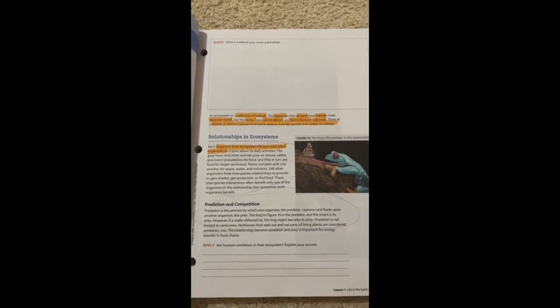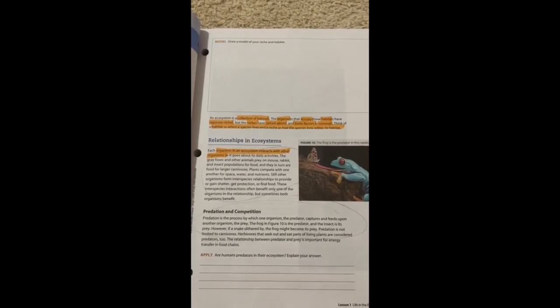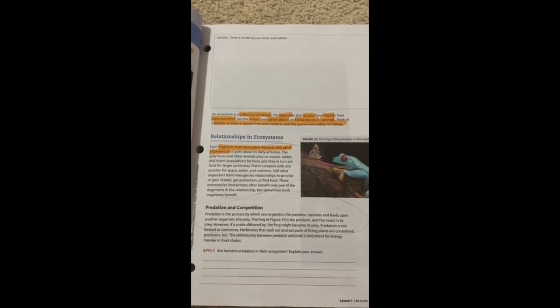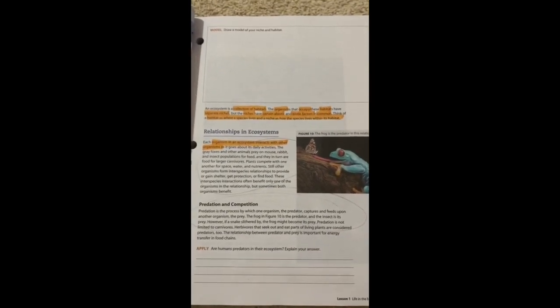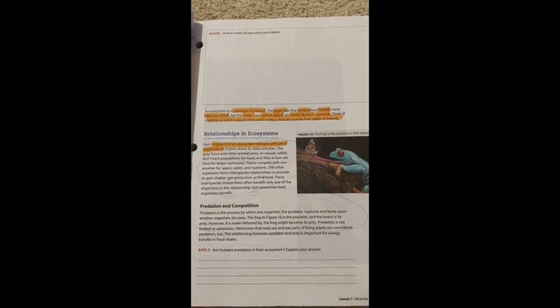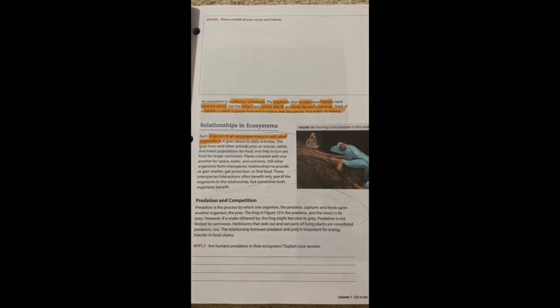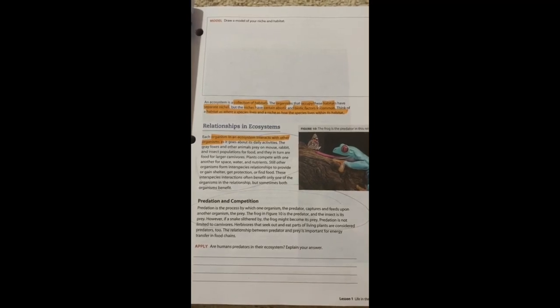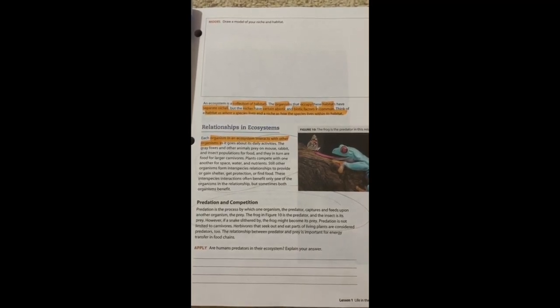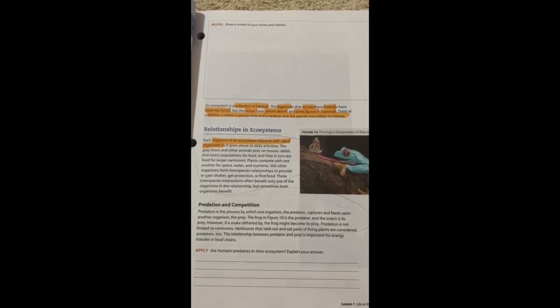Predation and competition. Predation is the process in which one organism, the predator, captures and feeds upon the other organism, the prey. The frog in Figure 10 is a predator, and the insect is its prey. However, if a snake slithered by, the frog might become its prey. Predation is not limited to carnivores. Herbivores that seek out and eat parts of living plants are considered predators too. The relationship between predator and prey is important for energy transfers in food chains.